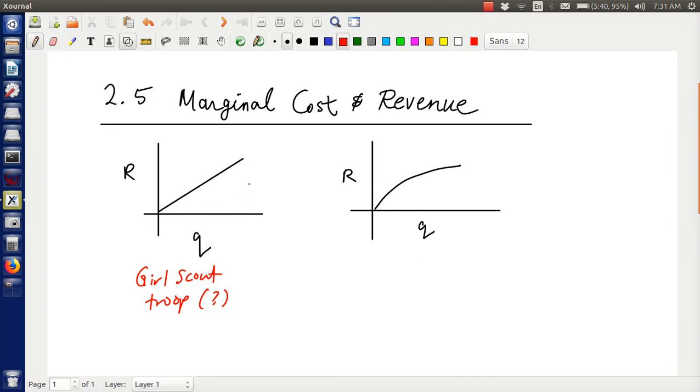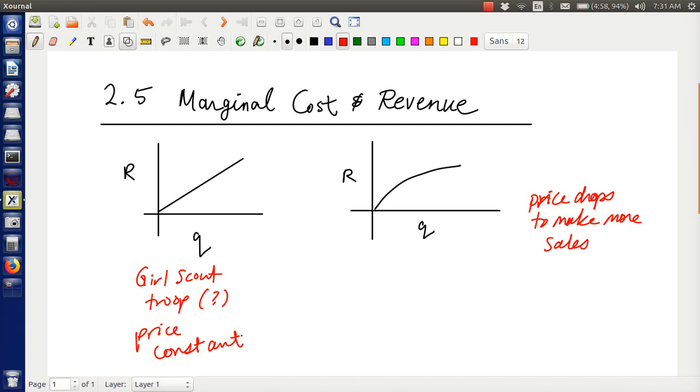Okay. Now what's this situation? This is the situation where they basically tell you the more you sell, the more the price has to drop in order to make items sell. So price drops to make more sales. And here price is constant. And this is going to quickly get us into this idea of elasticity of demand, but we will do that later in the semester. Okay? But these are the two basic scenarios. The one in which the more you sell, the more you make, and there's no change.